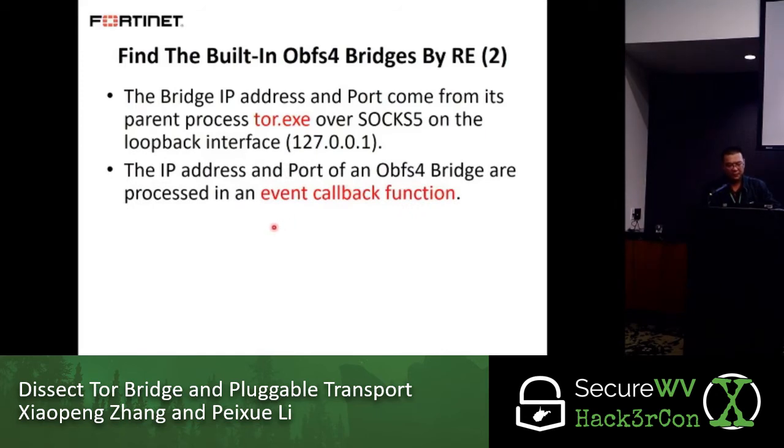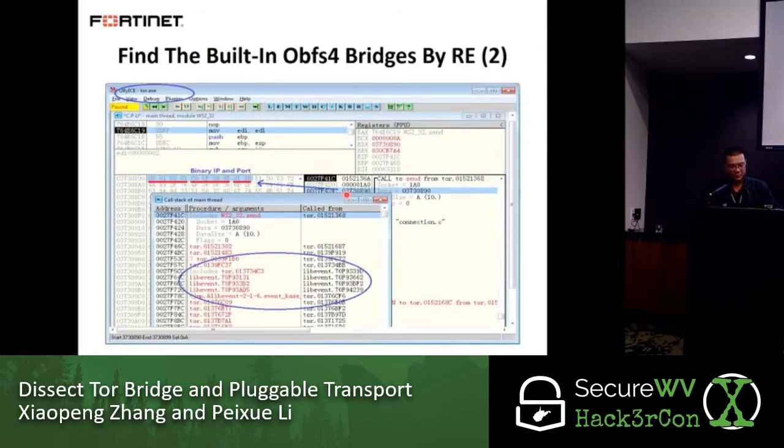Then I moved to the parent process Tor.exe and continued to trace. One pair of OBFS4 bridge IP address and port were processed in an event callback function in my analysis. This screenshot shows the IP address and port were in the SOCKS packet as the argument of API send. It was about to call the send function with this socket, with this packet. This is a SOCKS protocol. As you can see, the bridge IP and port in binary. From this call stack window, we can see the send function is called in a callback function. It's an event callback function.